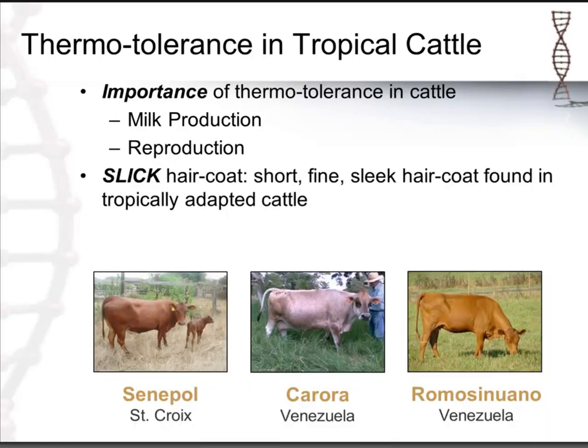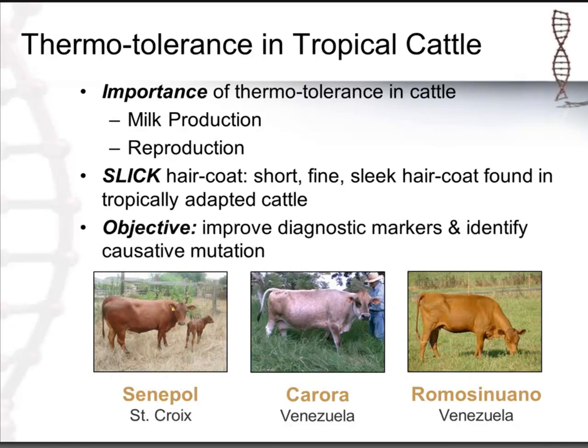Our particular project looked at the phenotype of the slick hair coat. This is a short, fine, sleek hair coat that's often found in these tropically adapted cattle. On the bottom are pictures of 3 different tropical cattle breeds that we utilized in this study, primarily the Senepol cattle as well as the Carora and the Romosinuano. In all of these breeds, the slick hair coat is the predominant hair coat. Occasionally you do find a longer hair coat in these animals, and it's still segregating slightly, but for the most part this is an almost fixed trait in these cattle.